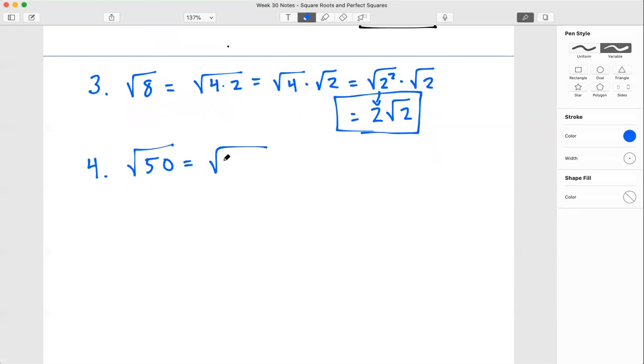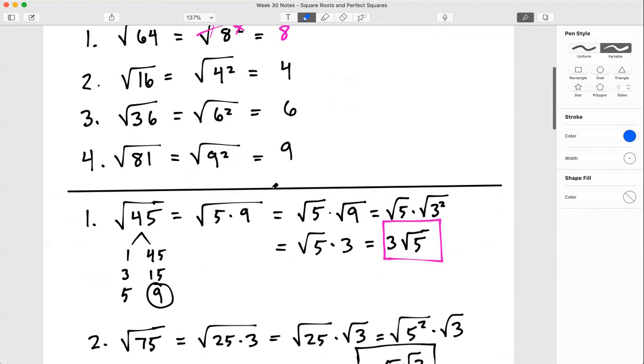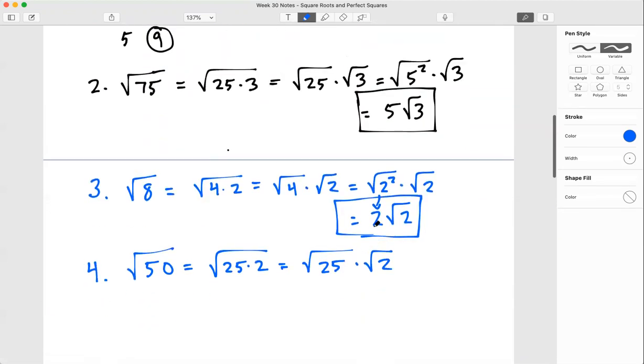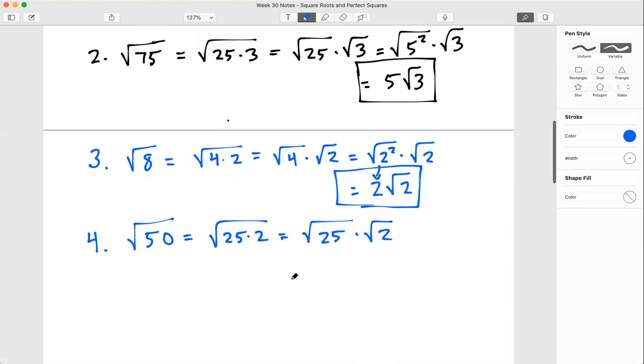The square root of 25 times 2 equals 2 square root symbols now: the square root of 25 times the square root of 2. Do you remember how to do this? The square root of 25 is what? 5. Okay. Equals 5 root 2. And we're done. Hopefully this is making sense now. That is squares and square roots. Perfect squares and square roots.